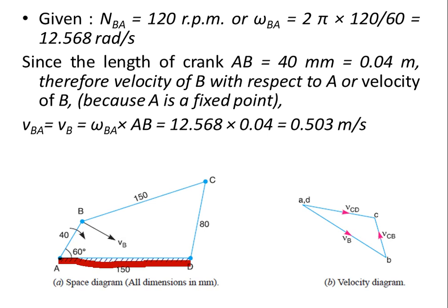Then after getting AD as 150 mm, take an angle of 60 degrees and then get the point B. Okay, so from A to B, this is point D. AD is already fixed, it is 150 mm. Then from A toward B, you take 40 mm length and draw a line.